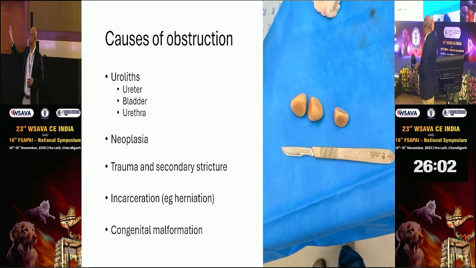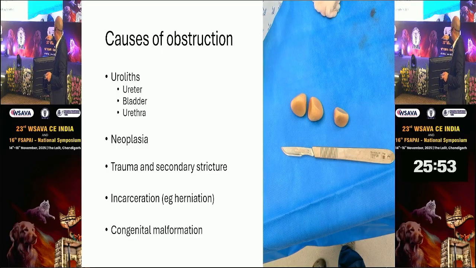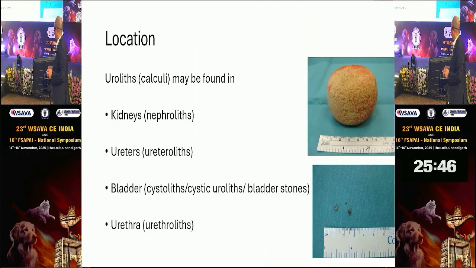So the most common causes of obstruction, the ones that I want to focus on, are the uroliths, so particularly in the ureter, the bladder, and the urethra. It's a bit beyond the scope of our talk today to discuss all the neoplasia, herniation, but these are all things that can also cause obstruction.